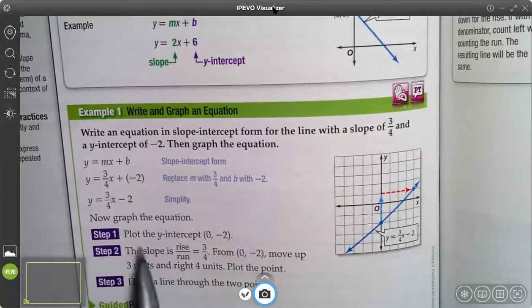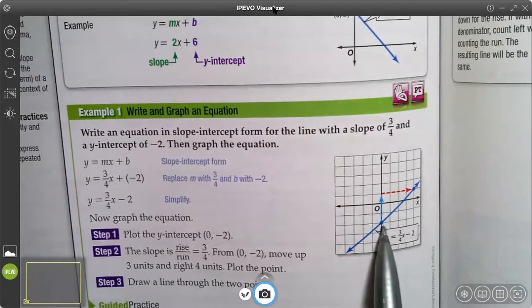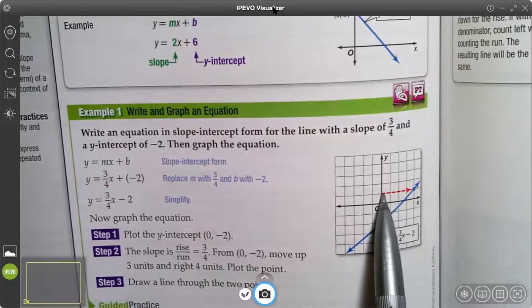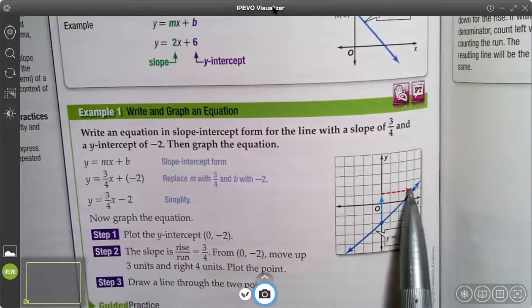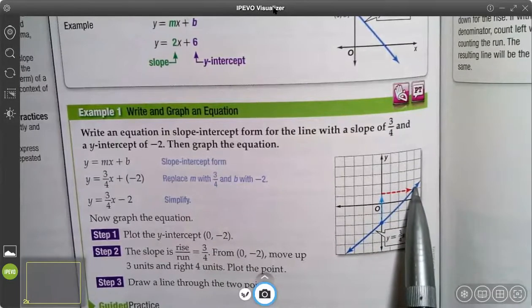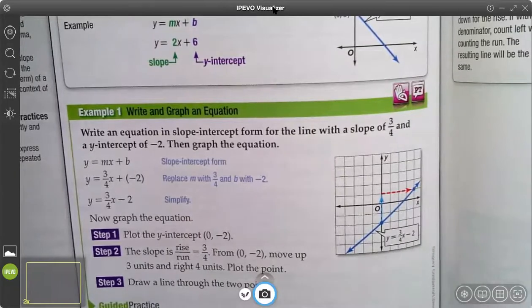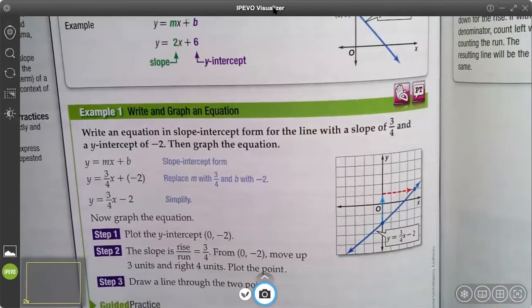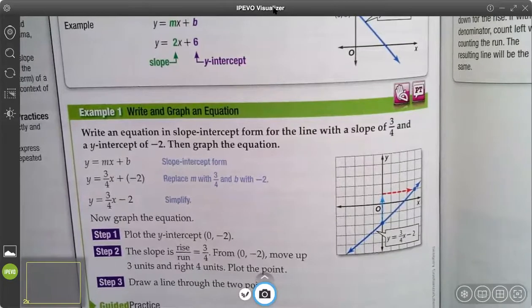Step 2, the slope is 3/4. Slope is rise over run. You rise up and down, you run left and right. So from this point, from my y-intercept, I'm going to rise 1, 2, 3, and I'm going to run 1, 2, 3, 4, and I'm going to put my second dot. In step 3, draw a line through your dots. And that is how to graph equations using slope-intercept form.